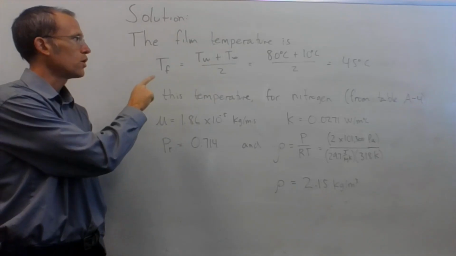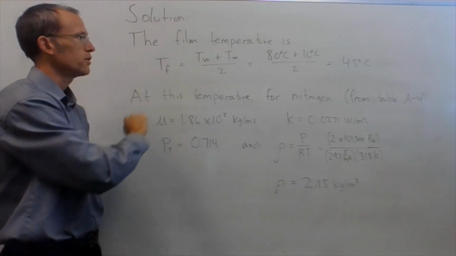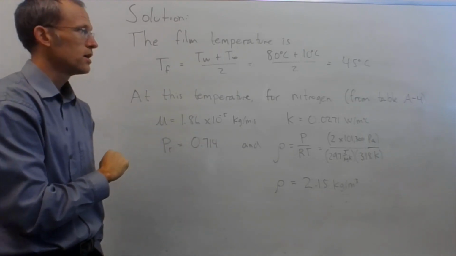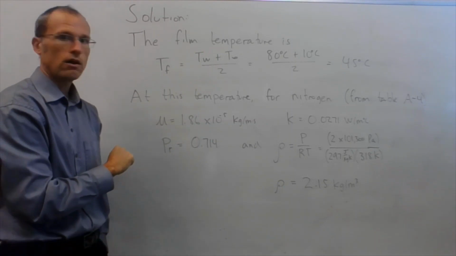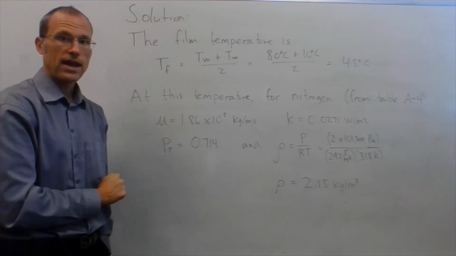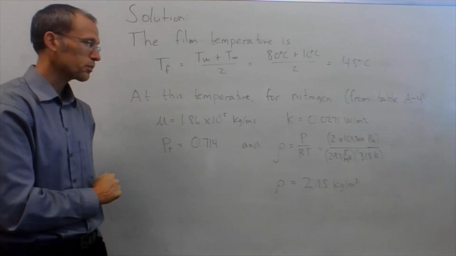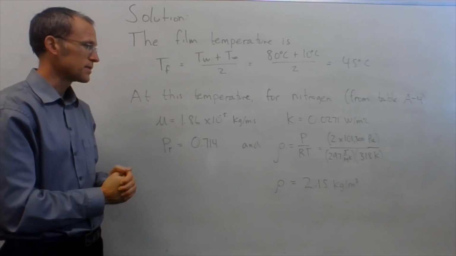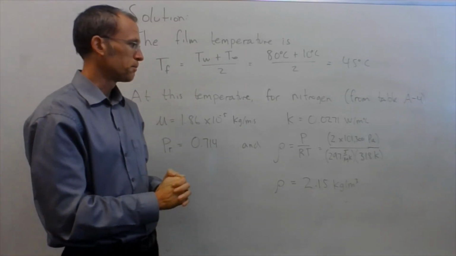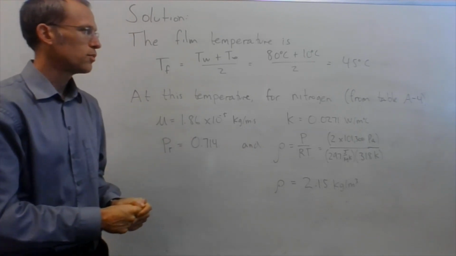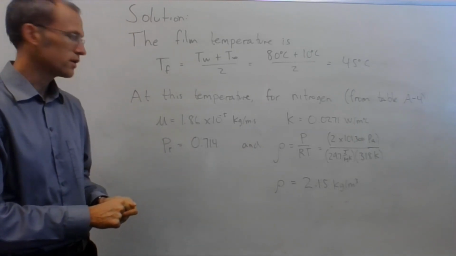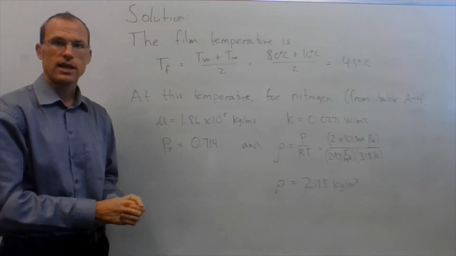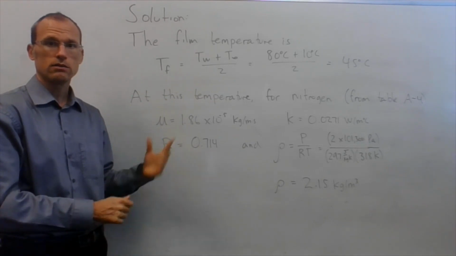So film temperature, wall temperature and free stream temperature divided by 2, the average of the two. So 80 and 10, average of those is 45 degrees Celsius. So that's my film temperature. And now I want to evaluate all my properties of nitrogen at that temperature. So table A-4, I have a viscosity of 1.86 times 10 to the negative 5 kilograms per meter second. Thermal conductivity, 0.0271 watts per meter degree Celsius. Prandtl number, 0.714. And then in terms of the density, last class I found the density in the table and multiplied it by 2 for 2 atmospheres.